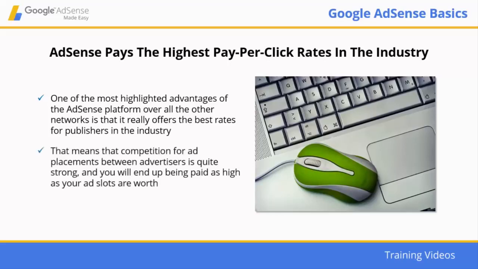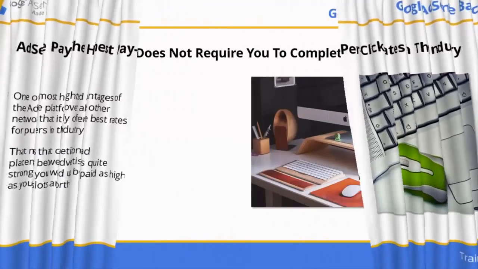That means that competition for ad placements between advertisers is quite strong, and you'll end up being paid as high as your ad slots are worth. The more relevant your content and the more visited your site is, the higher you will be paid per each click-through ad on your site.